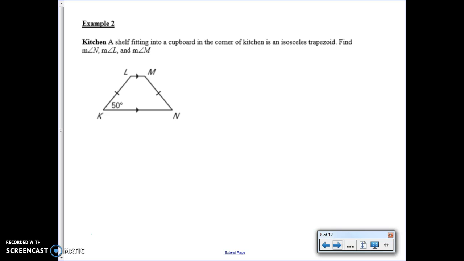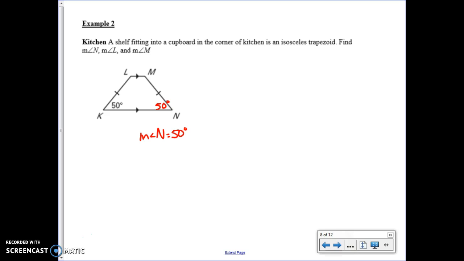So here's an example. A shelf fitting into a cupboard in the corner of a kitchen is an isosceles trapezoid. Find the measure of angle N, the measure of angle L, and the measure of angle M. Okay, so one thing we know is that the base angles are congruent to each other. So we know that if angle K is 50, then angle N also has to be 50 degrees. So the measure of angle N is 50 degrees.